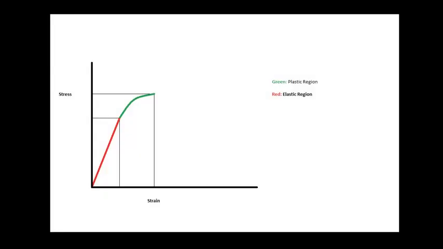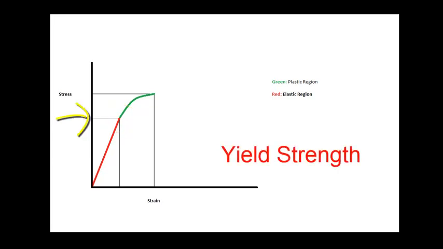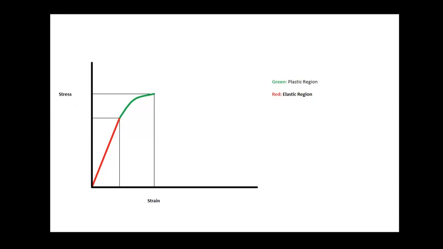The point on the graph where the deformation shifts from elastic to plastic is called the yield point. The yield strength is the stress that is required to cause plastic deformation. By convention, we define plastic deformation as a permanent strain of over 0.2%.